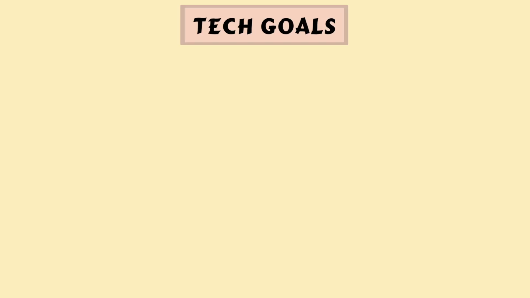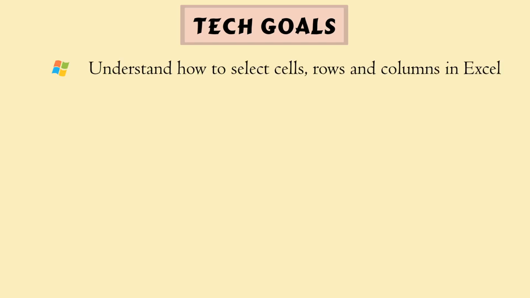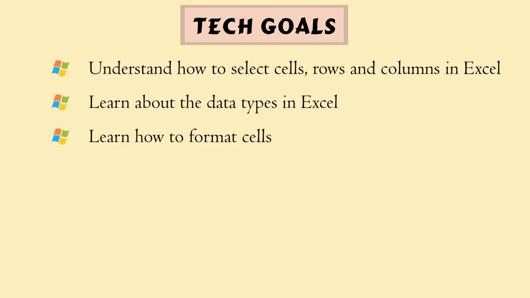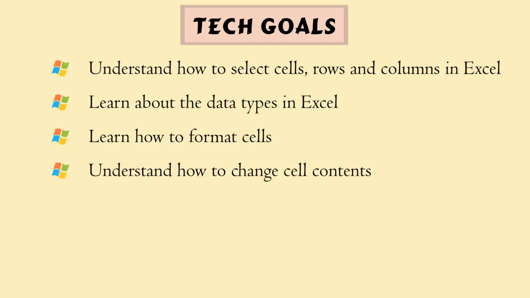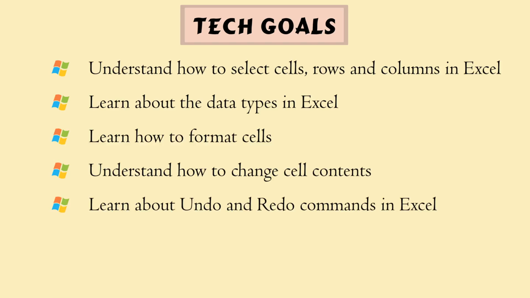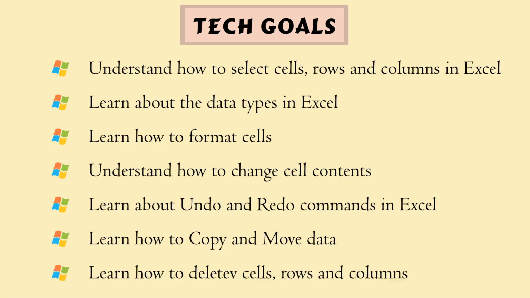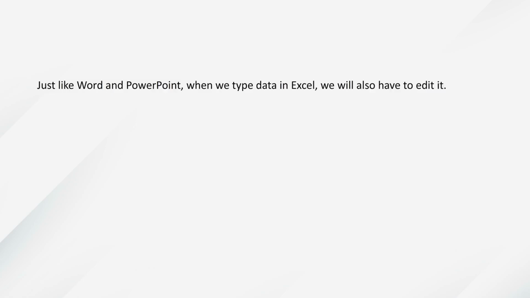Tech Goals. Understand how to select cells, rows, and columns in Excel. Learn about the data types in Excel. Learn how to format cells. Understand how to change cell contents. Learn about undo and redo commands in Excel. Learn how to copy and move data. Learn how to delete cells, rows, and columns.